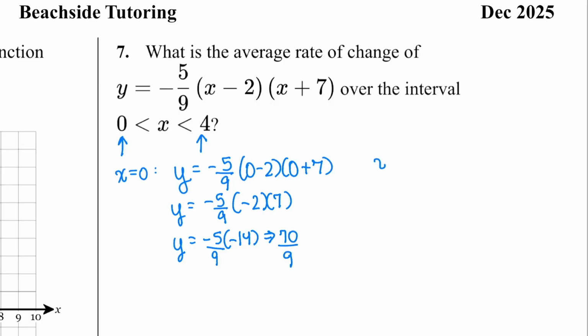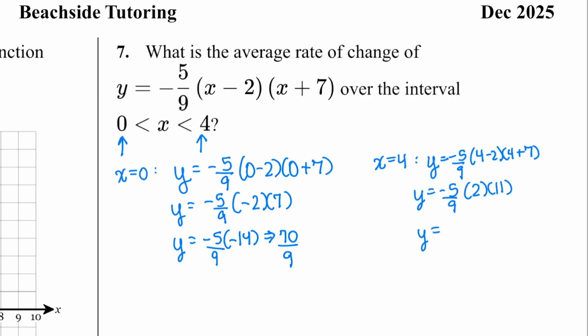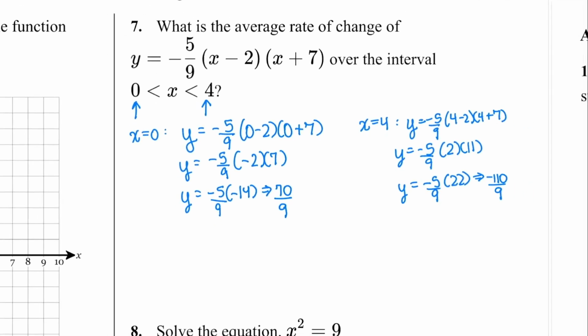Next, we have to do x equals 4. So if we plug in 4, we're going to get y equals negative 5 ninths times 4 minus 2 times 4 plus 7. And then we have y equals negative 5 ninths times 2 times 11. So y equals negative 5 ninths times 22. And that result is negative 110 over 9. So now we can find the slope formula between these 2 points.